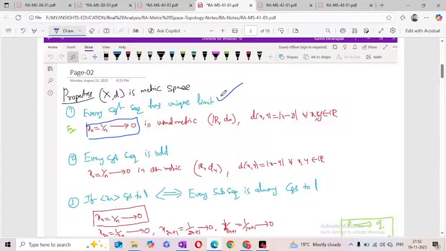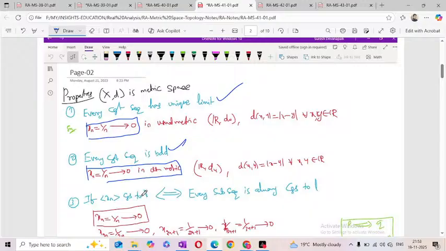Next one, in the usual metric, 1 by n is a convergent sequence, and it is bounded. So every convergent sequence must be a bounded sequence. That will also work in a metric space.